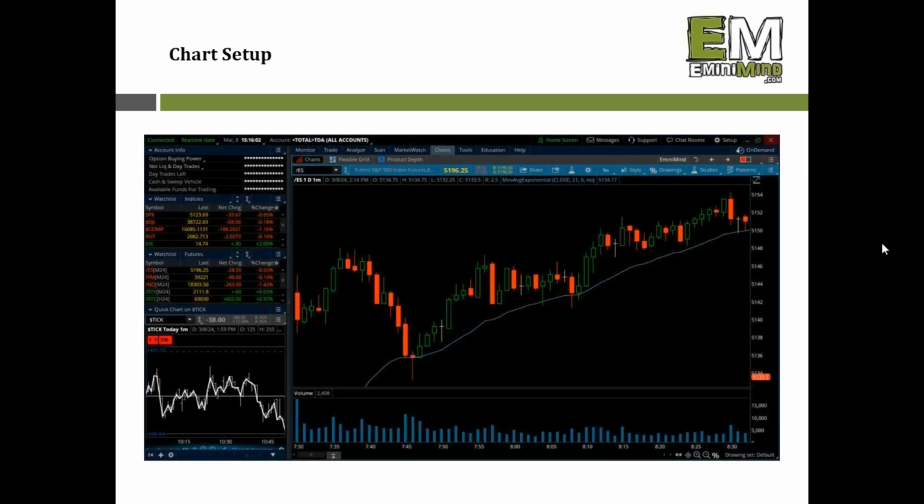And let's dive into the meat of what we're going to talk about here today. So the first thing is chart setup. And I mentioned earlier, I use Thinkorswim. You can use whatever platform you want. I've used Thinkorswim since day one. Their charts are beautiful, and I like to keep things really clean. And it's just nice to have all my accounts in one place.